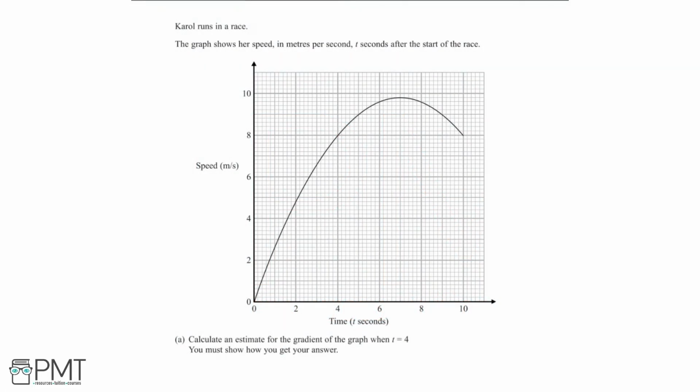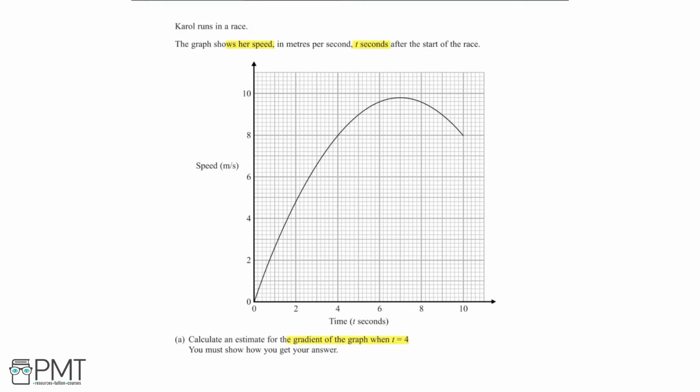In this question, we're told that Carol runs in a race, and we're given a graph which shows her speed in meters per second, t seconds after the start of the race. We have speed on the y-axis and time on the x-axis. And in part A, we need to calculate an estimate for the gradient of the graph when t is equal to 4.